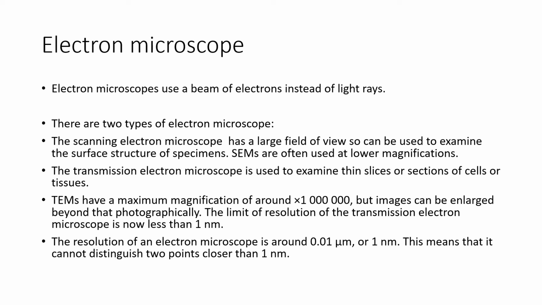TEM, transmission electron microscopes, have a maximum magnification of around 1,000,000, but images can be enlarged beyond that photographically. And in a TEM, the limit of resolution is less than 1 nanometer, which means that it cannot distinguish two points closer than 1 nanometer.